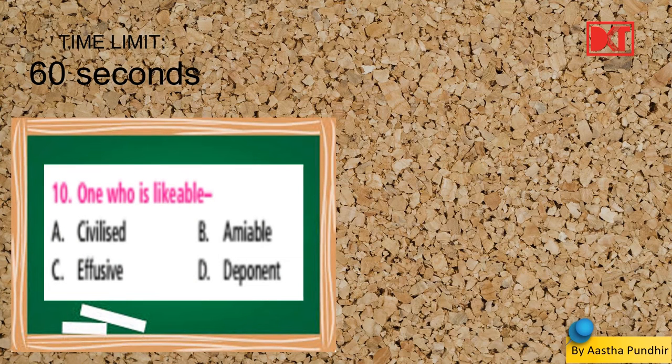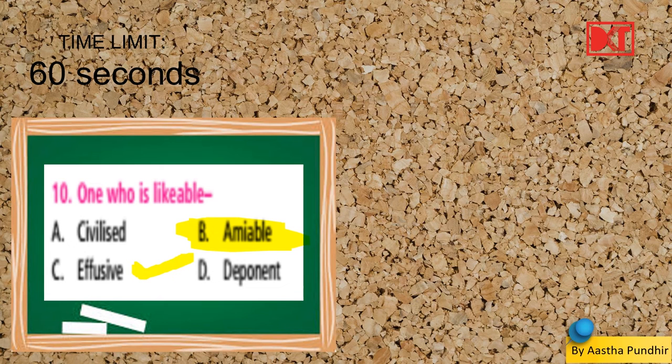Alright, the next one says one who is likable. The options are civilized, amiable, effusive or deponent. The person who is likable, we can call amiable. Amiable is a person who is friendly and behaves nicely with people. Then we have civilized, someone who behaves in a civil, respectable manner. Then we have effusive. Effusive refers to someone who shows heartfelt gratitude and pleasure, sometimes in an extreme manner as well. People who say thank you a lot. Although it's not a bad thing, the people who show heartfelt gratitude often are effusive.